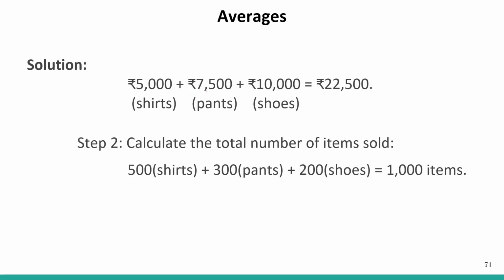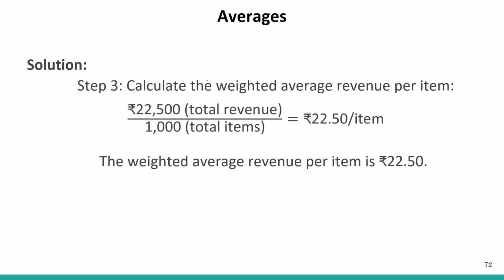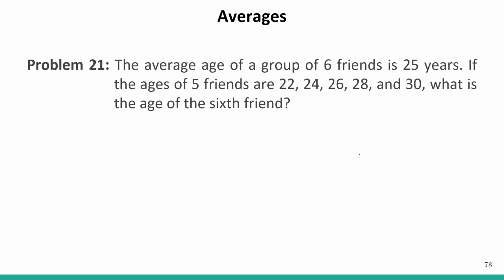Calculating the total revenue: 5,000 plus 7,500 plus 10,000 is equal to 22,500. Now calculate the total number of items sold, that is 500 plus 300 plus 200, is equal to 1,000 items. So the weighted average revenue per item is 22,500 by 1,000, that is equal to 22.50. So the weighted average revenue per item is 22.50.